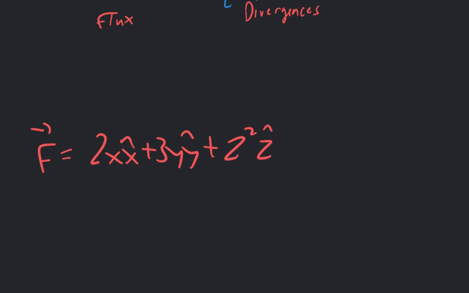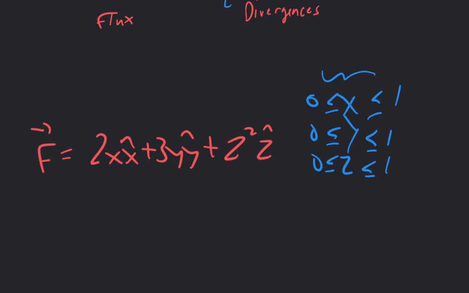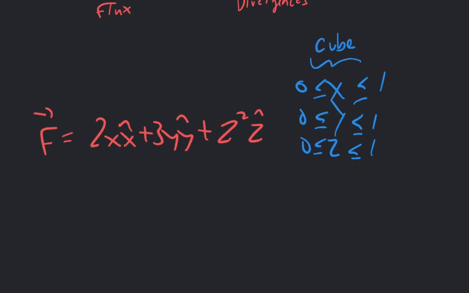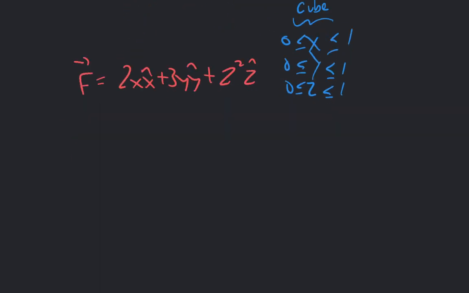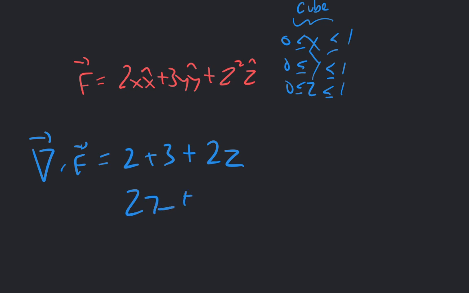And we're going to be doing it over the region of a cube, where x, y, z are from 0 to 1. So this would be a cube. First we're going to do it by the divergence theorem, the divergence. So del dot F, the divergence, is 2 plus 3 plus 2z, or 2z plus 5.